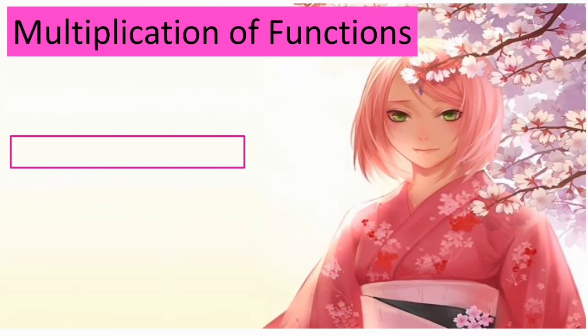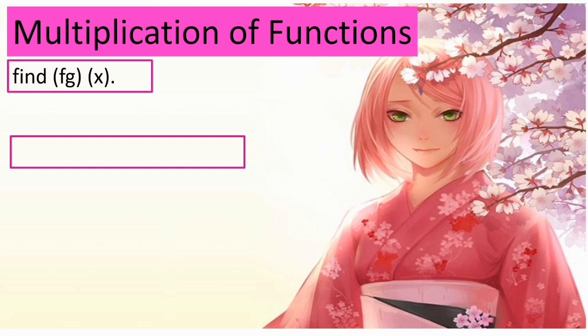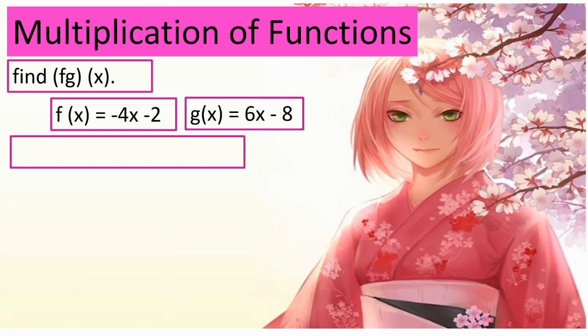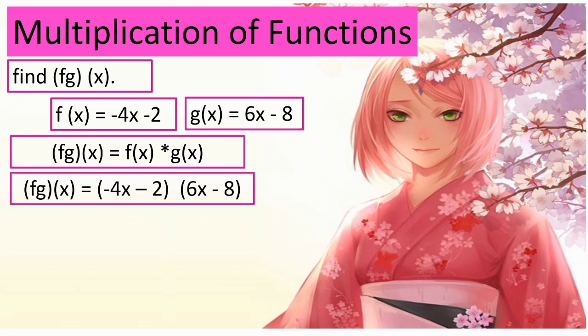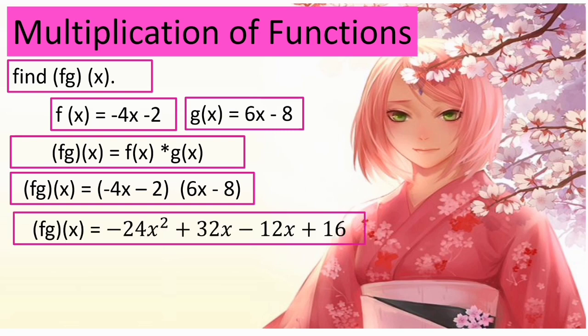Let's have an example in multiplication of function. Let's find fg of x, and our function is f of x is equal to negative 4x minus 2, and our g of x is equal to 6x minus 8. So fg of x is equal to f of x times g of x. So f times g of x is equal to, our f of x is negative 4x minus 2, and our g of x is 6x minus 8. Okay, so is equal to negative 24x squared plus 32x minus 12x plus 16.